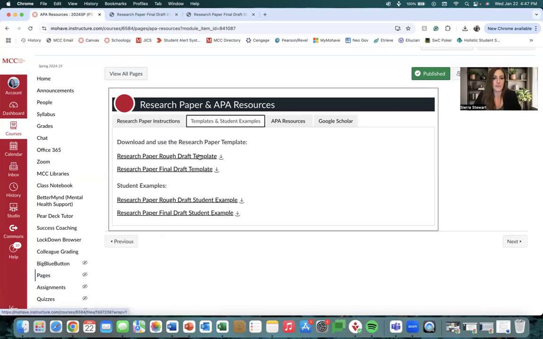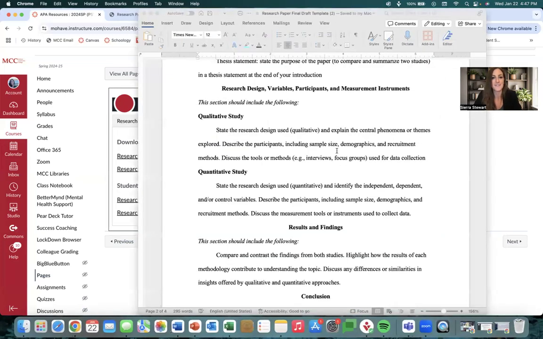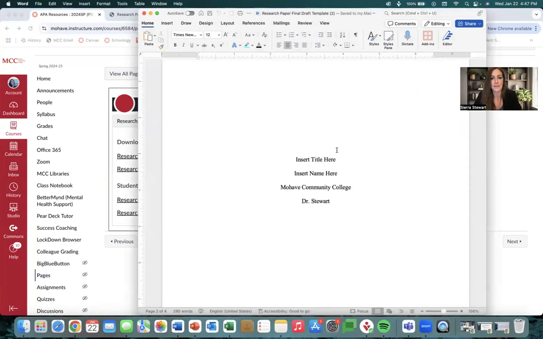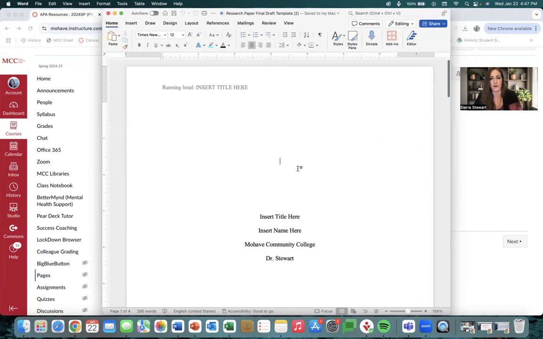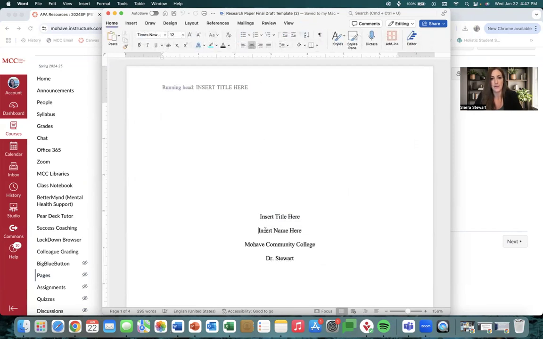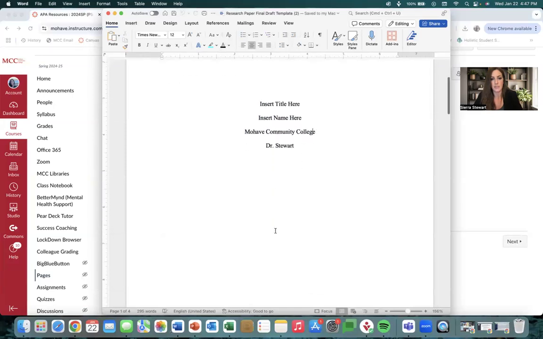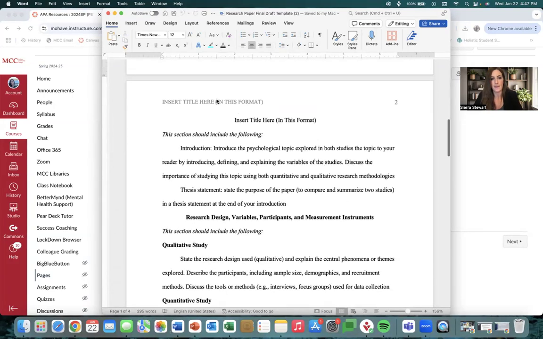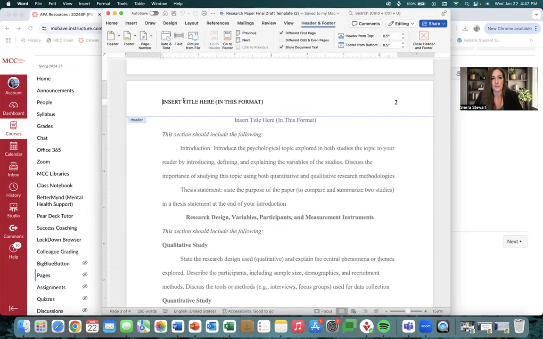So we already had our rough draft template. Let's get to the final draft template. Here we go. So this is what the first part would look like. So you're going to have your running head. So you're going to have your title here. You can put the title up here if you'd like. If you don't want a running head, you can just delete this whole thing and stick with it down here. Put your name, keep the college, keep my name, and then again, if you want, you can go ahead and put the title up here in caps if you want.